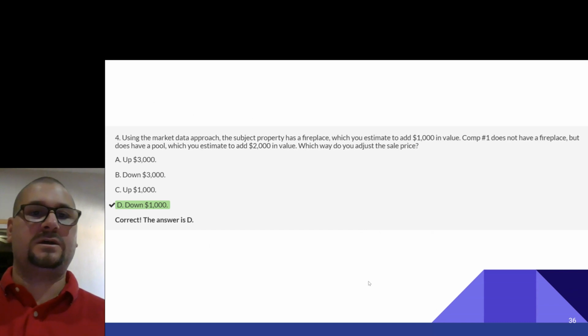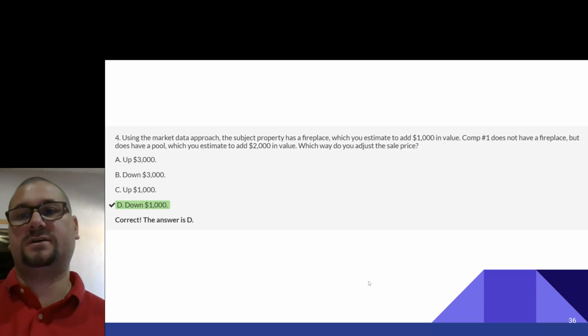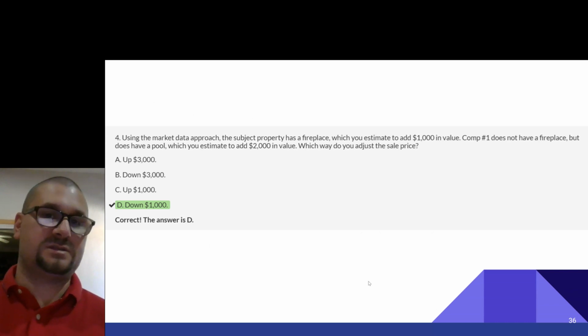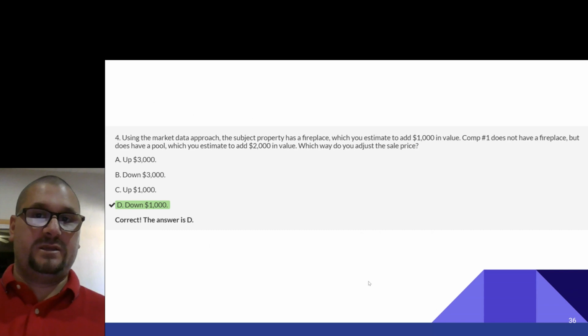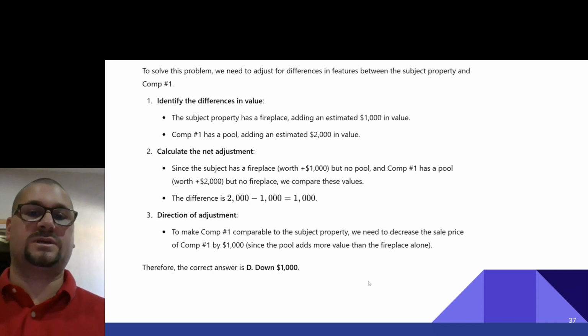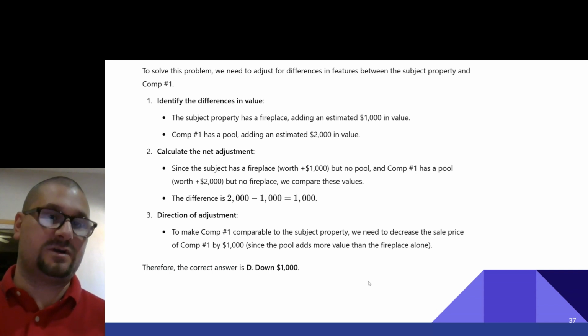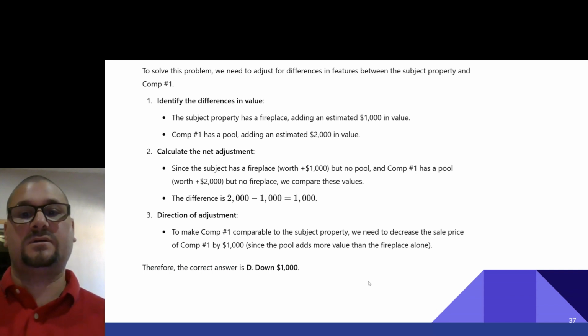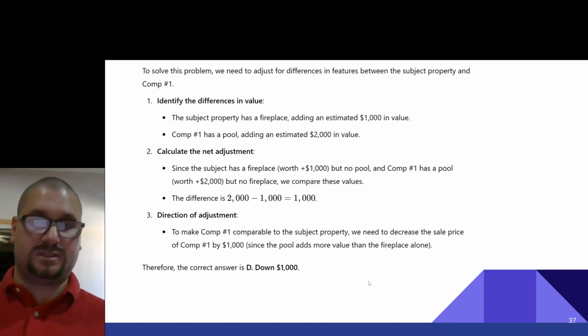All right, using the market data approach, the subject property has a fireplace, which you estimate to add $1,000 in value. Comp number one does not have a fireplace, but does have a pool, which you estimate to add $2,000 in value. Which way do you adjust the sale price? So again, to make comp number one comparable to the subject property, we need to decrease the sale price of comp number one by $1,000, since the pool adds more value than the fireplace alone.